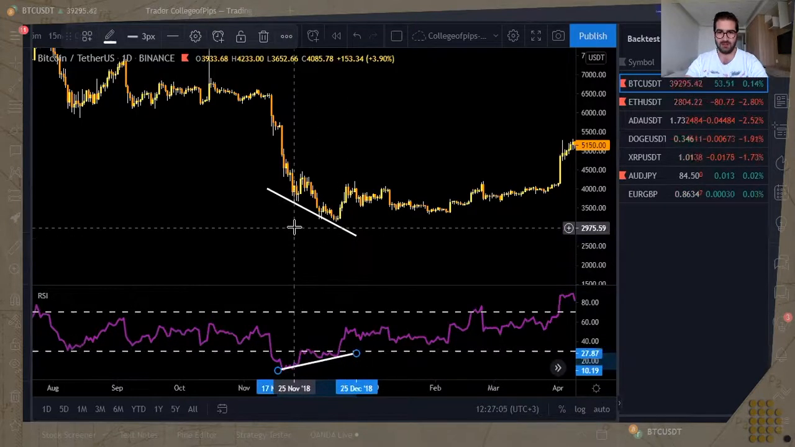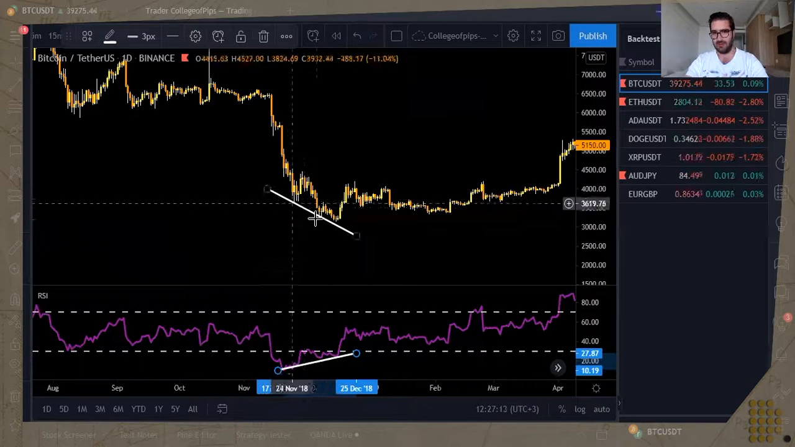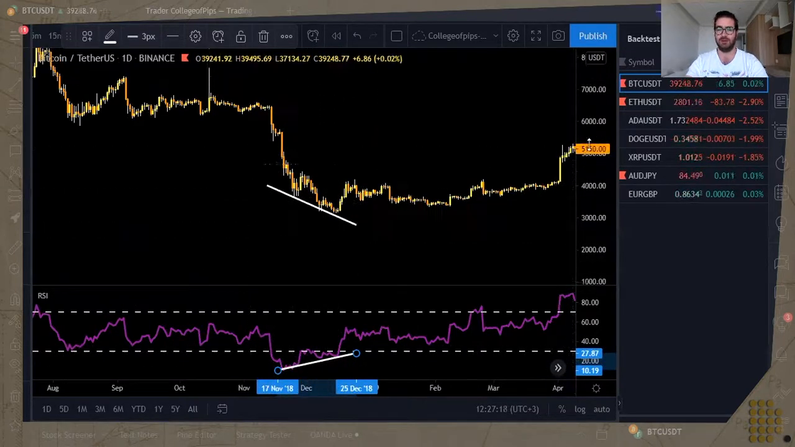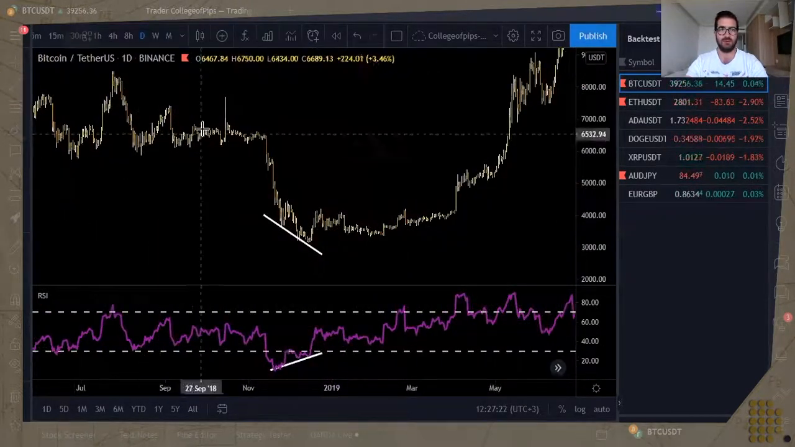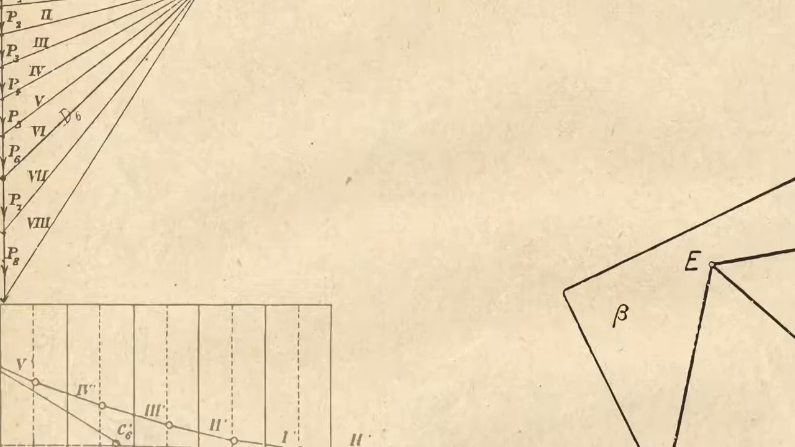You should match the bottoms of the prices to the values of the oscillator. So you can see we have lower lows in price but higher lows on the oscillator. This shows a bullish regular divergence, and then the market shifted direction from a downtrend to an uptrend.